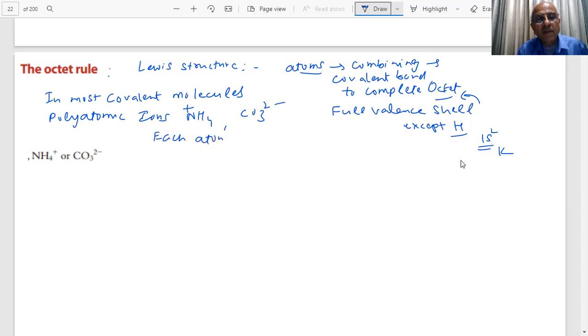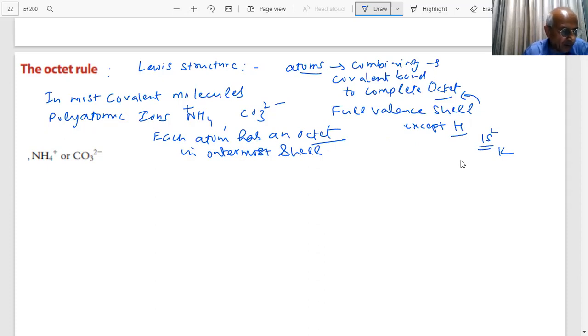Each atom has an octet in the outer shell. Yes, sir. In the outermost shell. So what will happen?